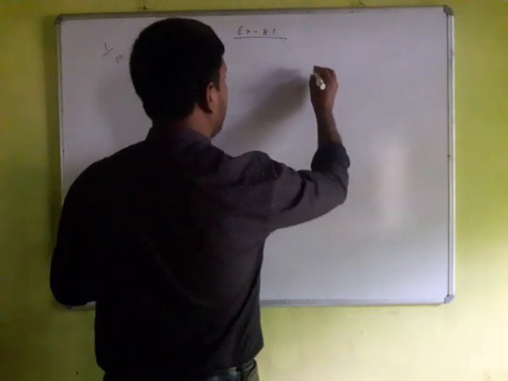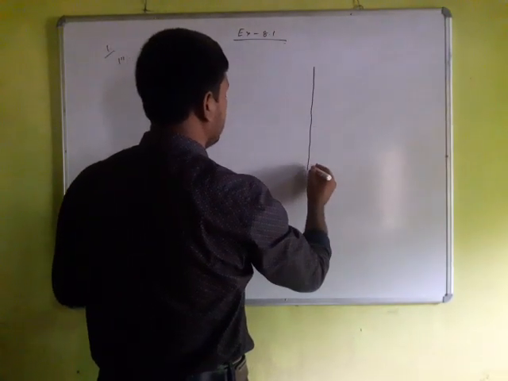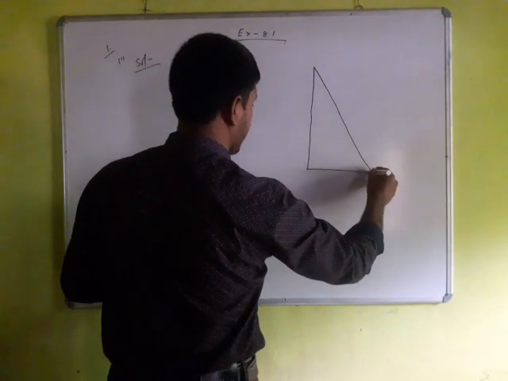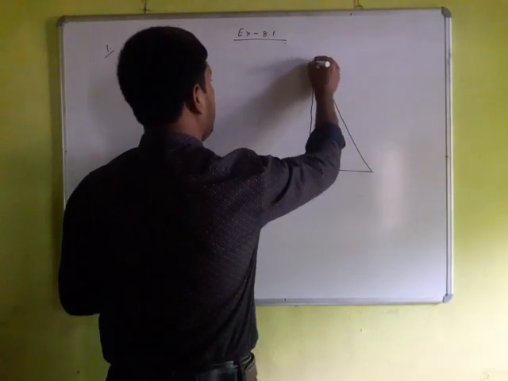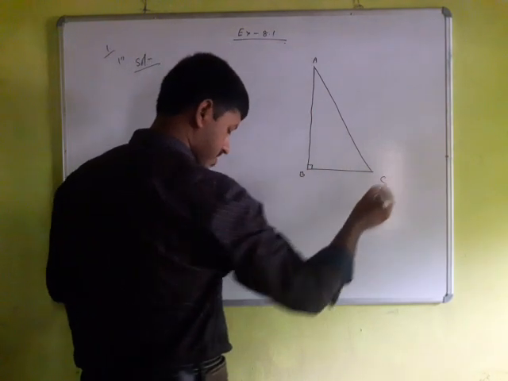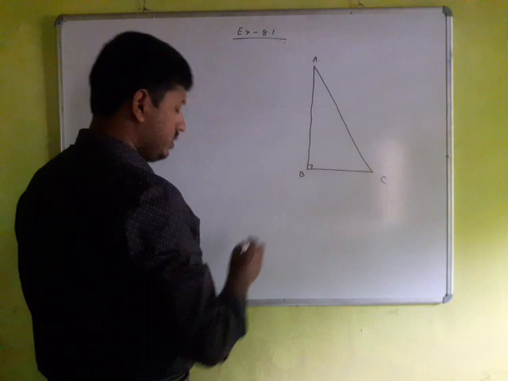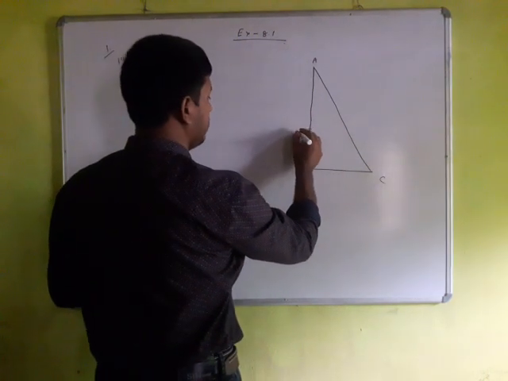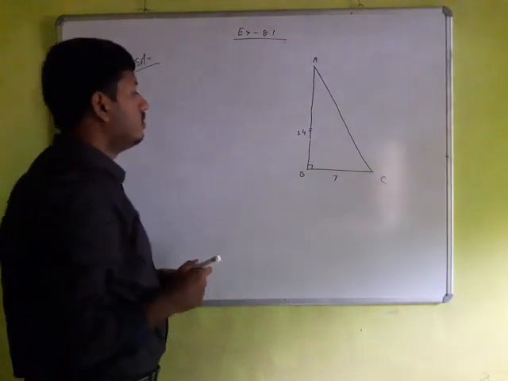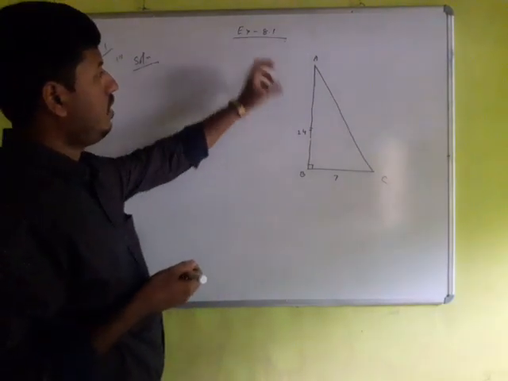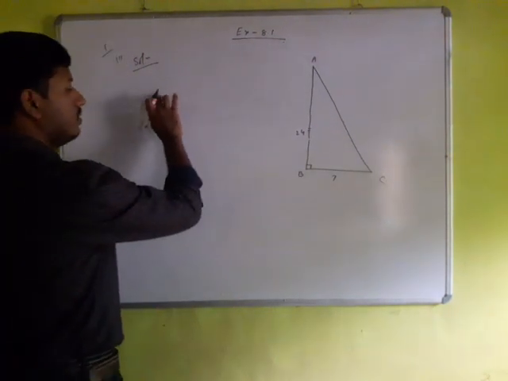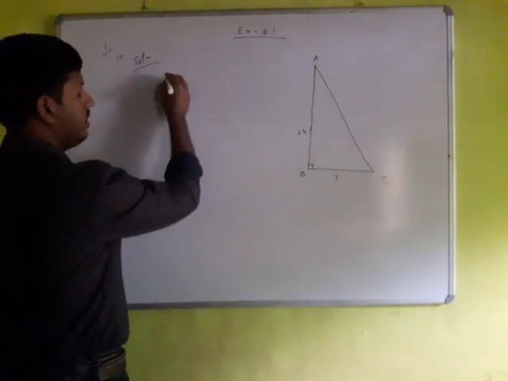So first draw the right angle triangle ABC. B is the right angle. Given value is AB equal to 24, BC equal to 7. So from Pythagoras theorem we have to find the value of AC. Applying the Pythagoras theorem, we will find the value of AC.